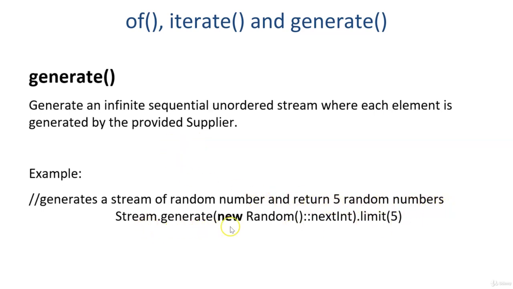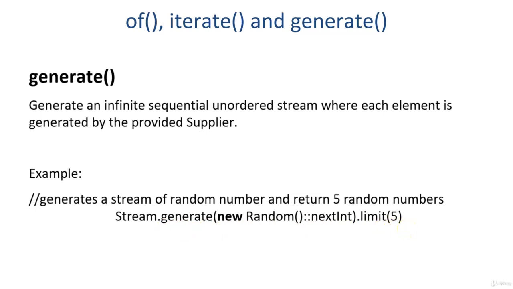So with Stream.generate, we are using a supplier, new Random::nextInt, and we are limiting it to 5. So Stream.generate with a supplier will produce an infinite supply of random numbers in the stream, but here we are limiting it to 5.